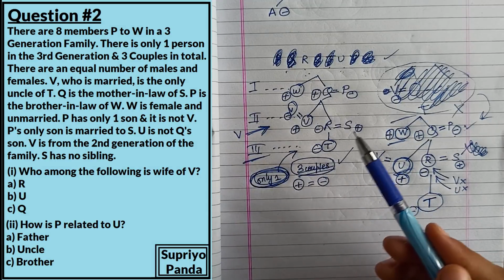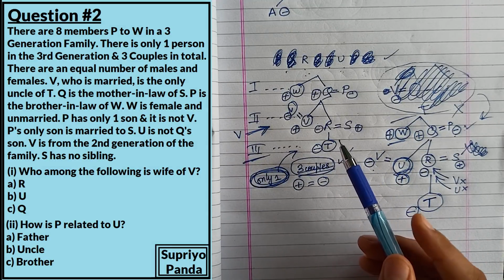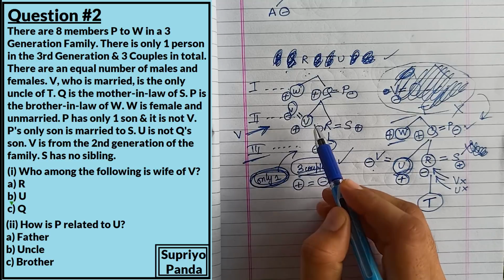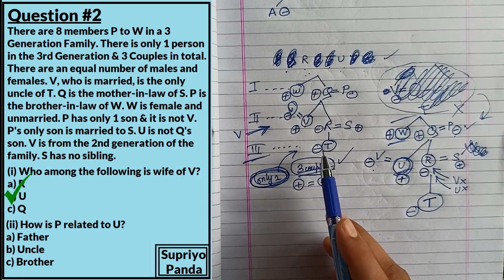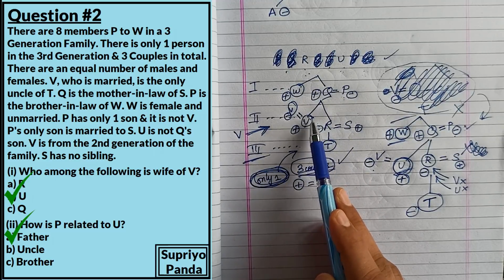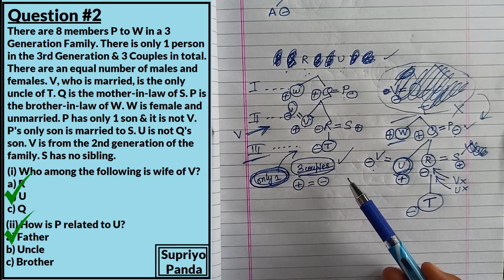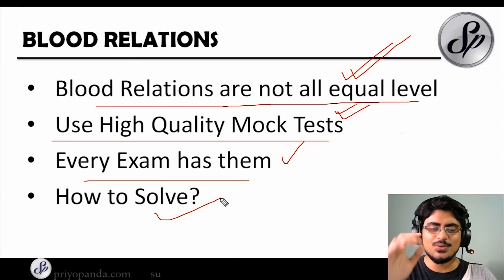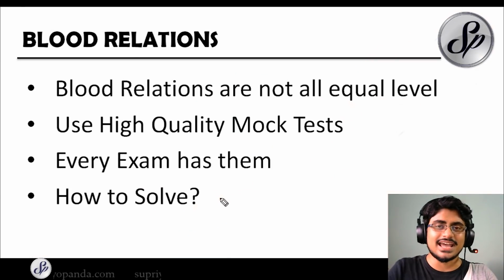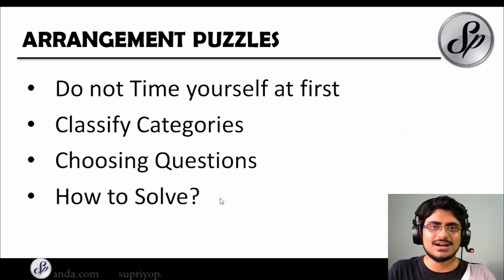So simple. Now the answers. Who among the following is the wife of V? So we have U over here. So U is the wife of V. Fine. How is P related to U? P is actually the father of U, right? So this is how we got to the answer and we have solved this question. Okay, I hope that you understood how we can break down the blood relations questions and we can easily score a lot of marks in these questions.